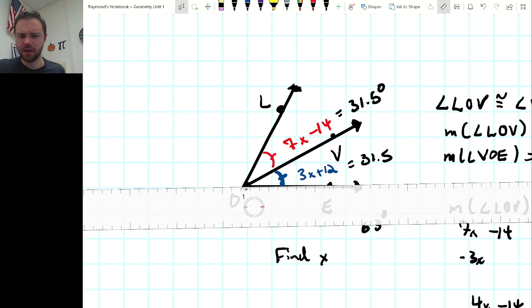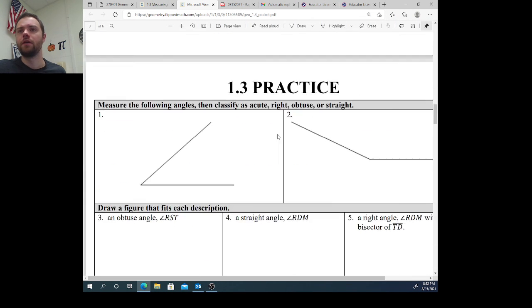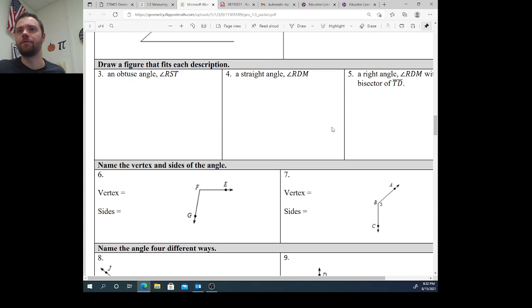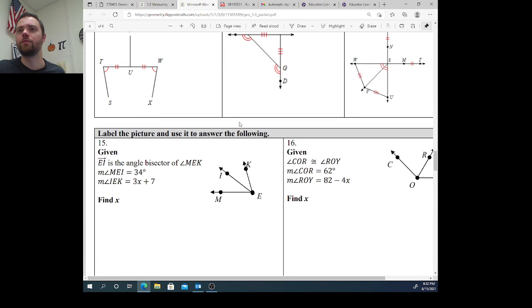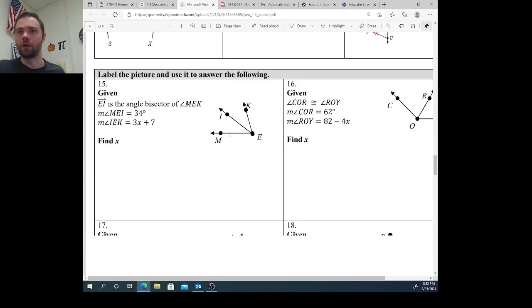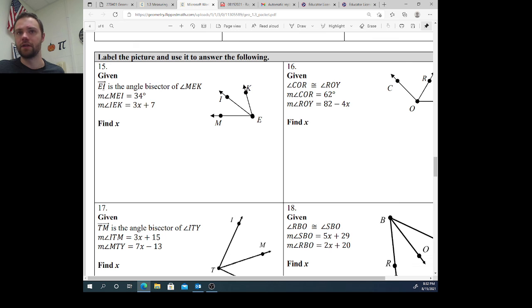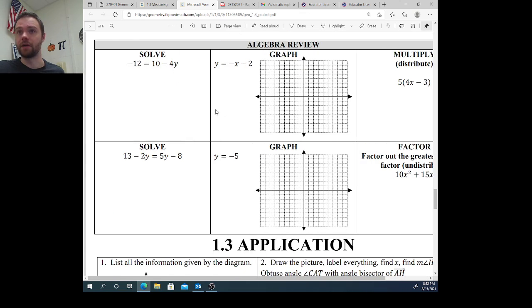Anywho, if there's any other one of these that you want me to work, I know that was a lot, but I'm just showing you kind of what's going on. You can classify angles. If it asks you to measure stuff, we might do that a little later. We don't have protractors yet, but some of these other homework sets are going to be easy. Right, EI is the angle bisector of MEK. Really similar problems. And then it's got some algebra review down here, so in case you forgot how to graph, we're going to be going over some of that. So that'll be good for your EOC when it's coming up.